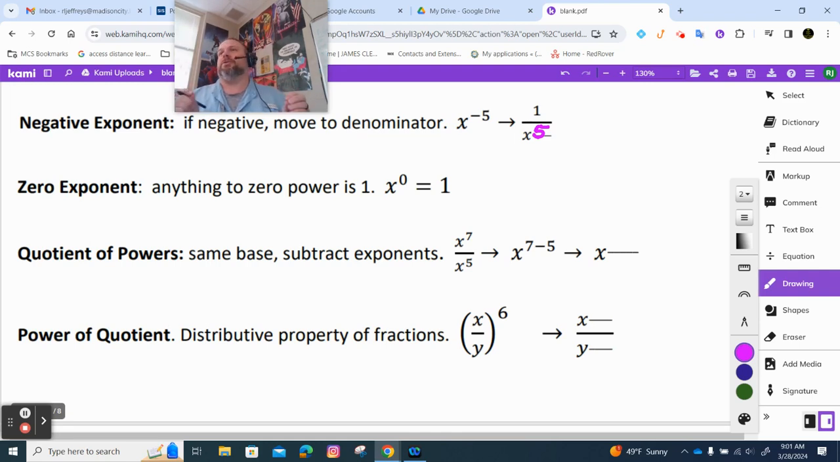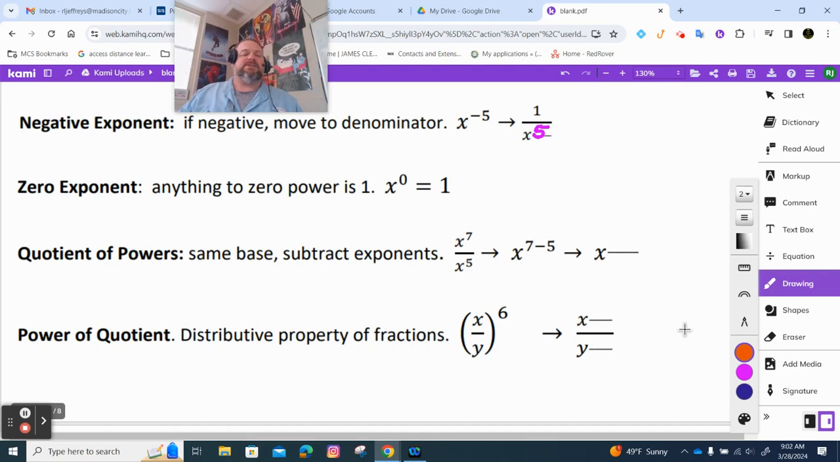If you ever wondered why Mr. Jeffries believes that all these mathematicians were on drugs, look at this statement. Anything to the zero power is one. That makes about as much sense as us putting screen doors on the outside of submarines. Okay? I don't know why. It's just, it doesn't matter what it is. Okay? All right.